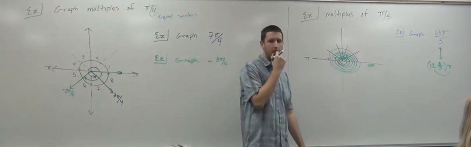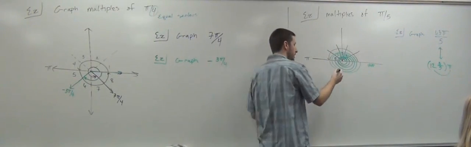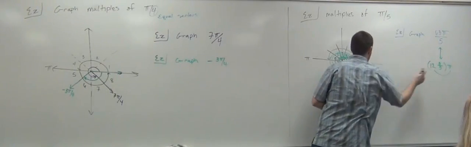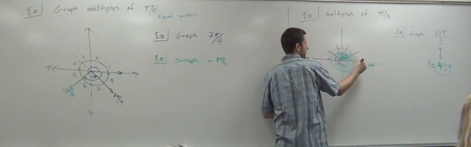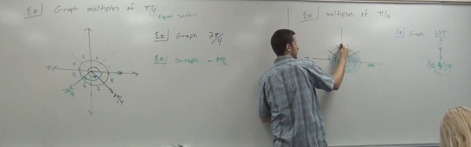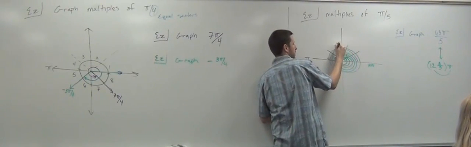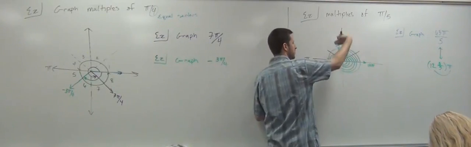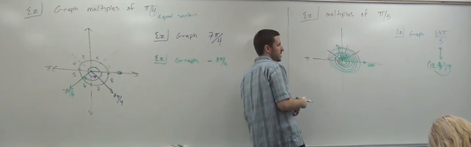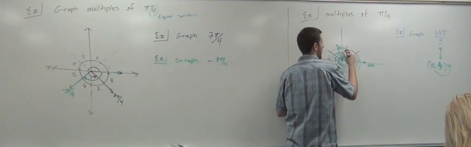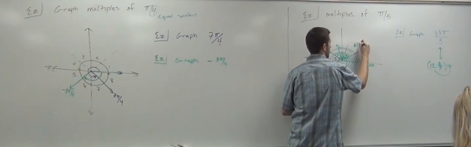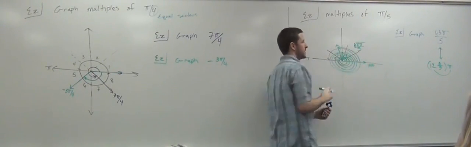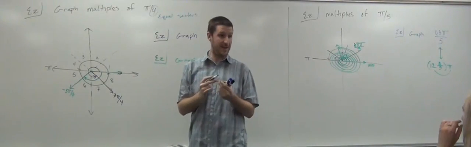Then how far do I go? 3/5, 3 out of 5 pi's. 1, 2, 3. Right to here. So that's my answer. All right, this swirly whoop-de-woo thing here. This is 63, that's the technical term. 63 pi over 5. I have an answer.